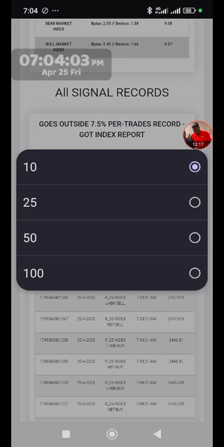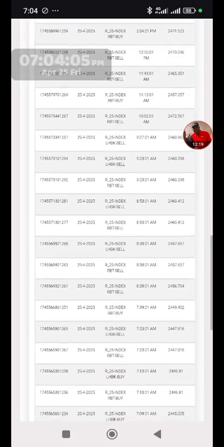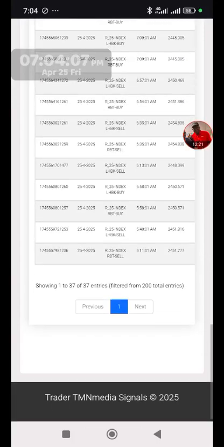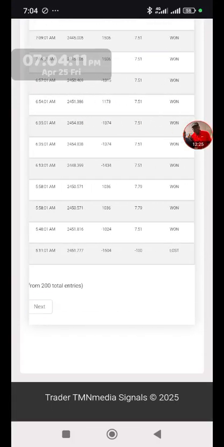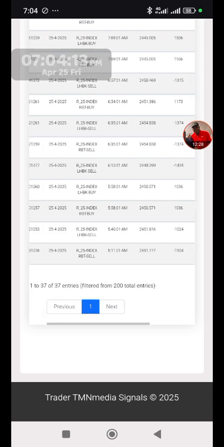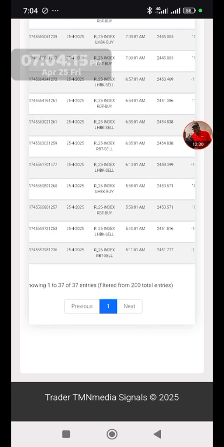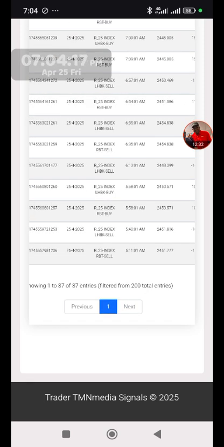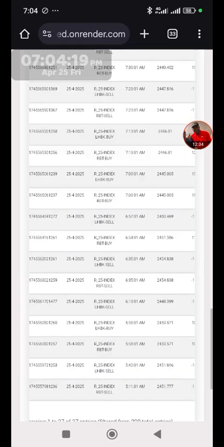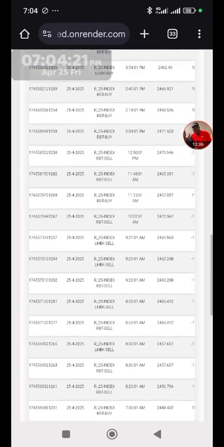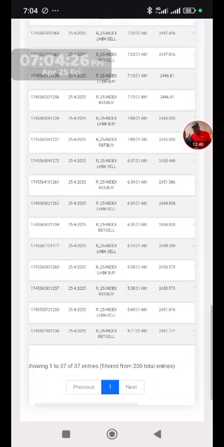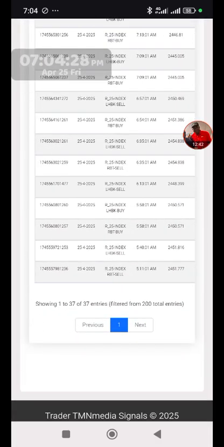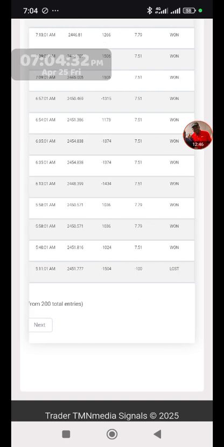On 100 index, on this index alone today, you should have gotten at least 100. Yeah, today is 25. It has generated, no, it's showing here 37. Okay, it's showing 37. It's not up to 100. Look at it. It's showing 37. So 37 today. It has only generated 37.